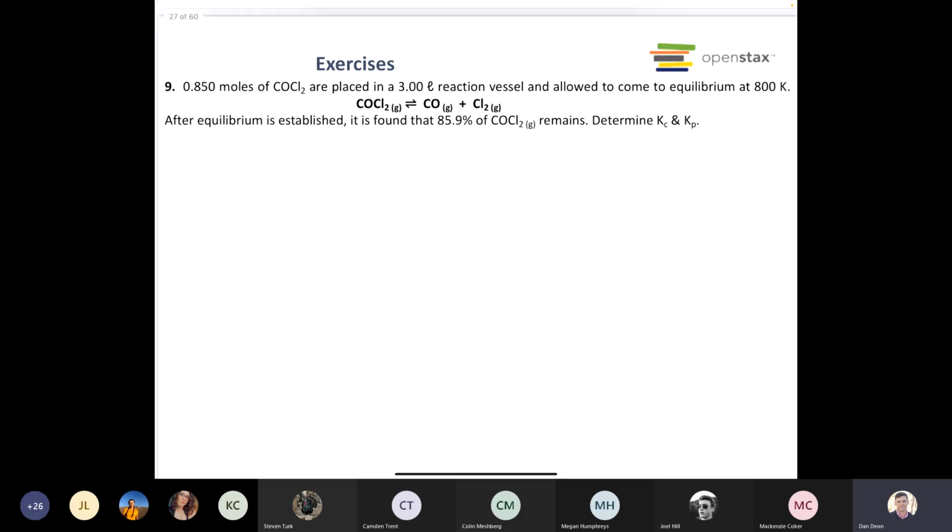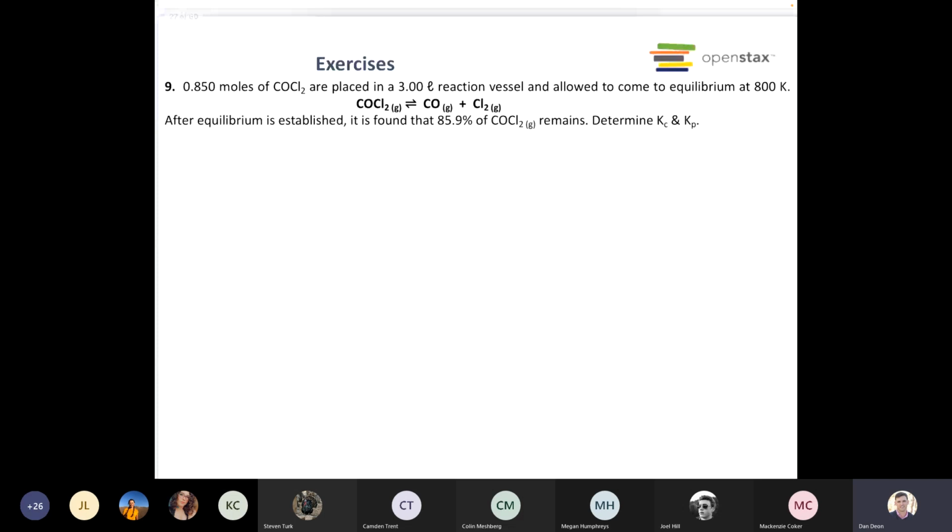It says you have 0.850 moles of COCl2. That's actually called phosgene. And you're like, what? Phosgene? Shouldn't it have phosphorus in it? No, phosgene doesn't have phosphorus in it. Phosgene was actually used in chemical warfare in the First World War, I guess. Anyhow, I'm not an expert in chemical warfare, but I think it was used then.